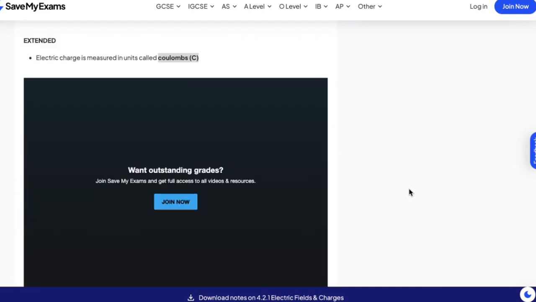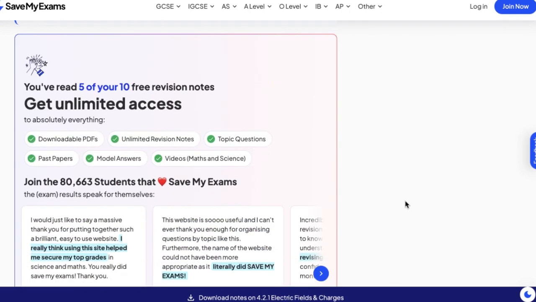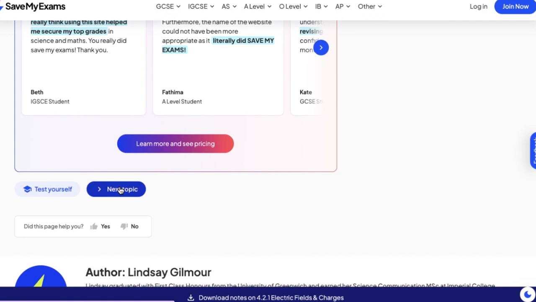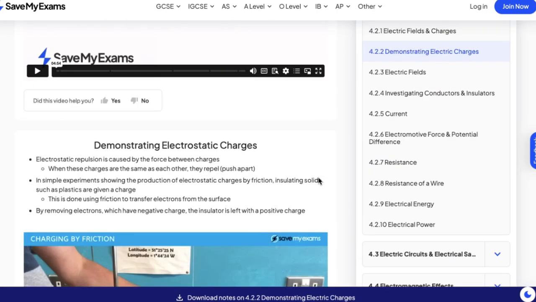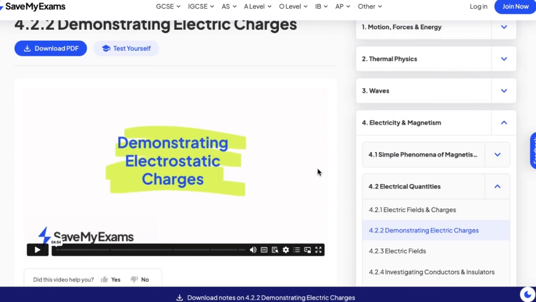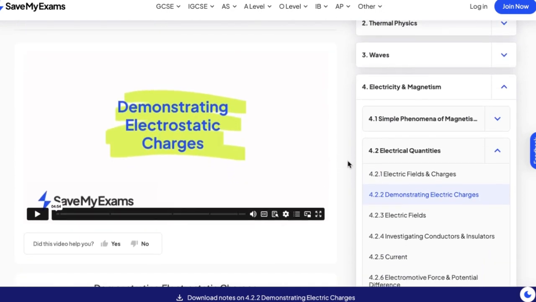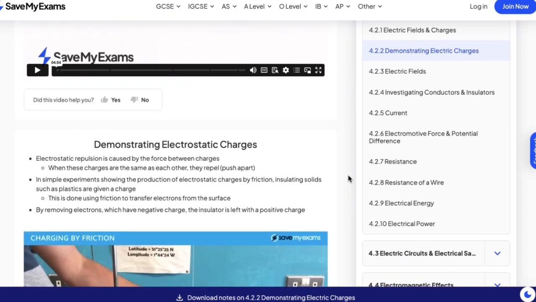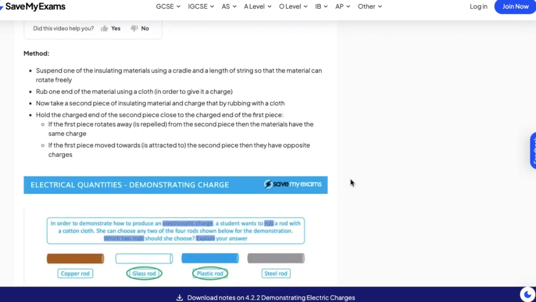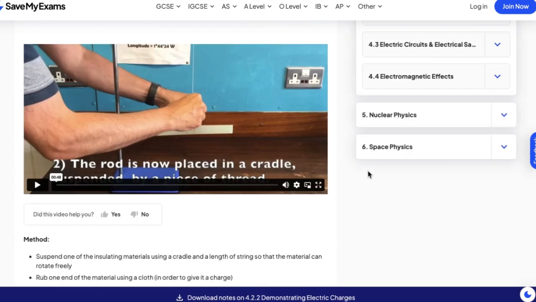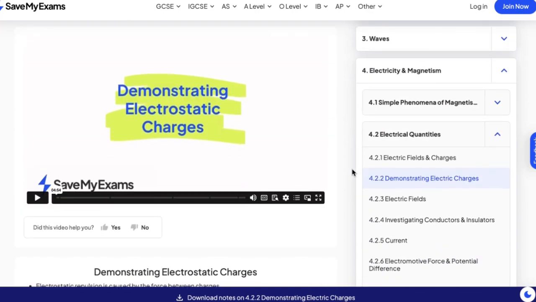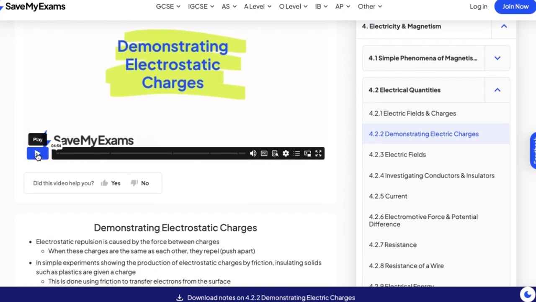Now let's take a look at what is coming next. Now here is demonstrating electric charges, demonstrating electrostatic charges. This first part we're actually taking is electrostatics. So when we finish this class, we no longer need to do electrostatics. Don't worry, when we upload the video, you will see everything play for you. So just pay attention.